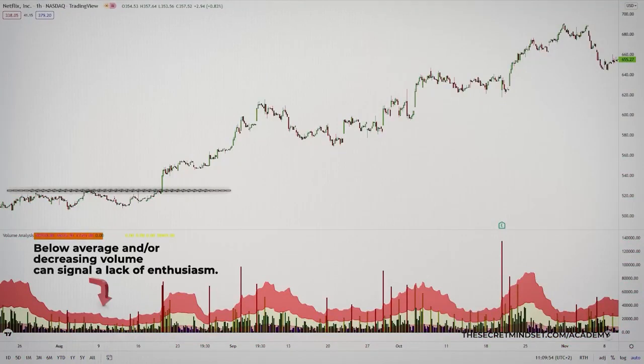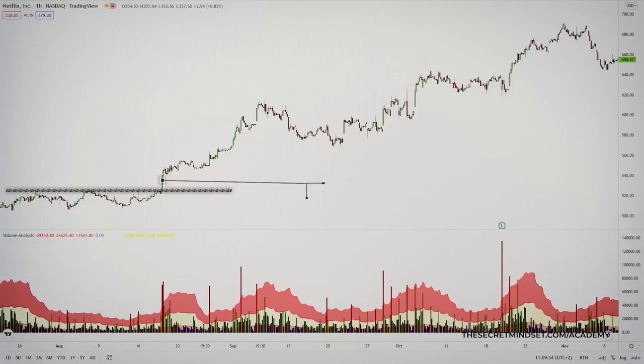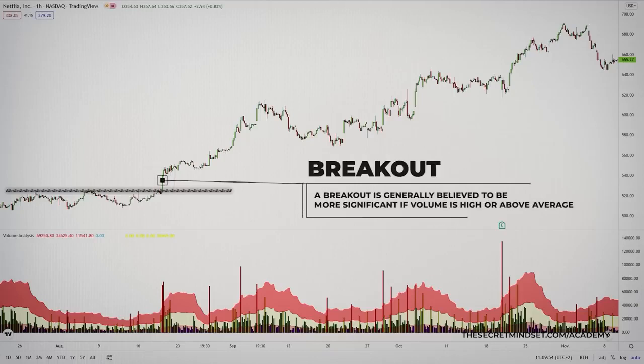During uptrends and even in sideways markets, price will occasionally run into a resistance level. When price breaks through that level, the breakout is generally believed to be more significant if volume is high or above average. A breakout followed by low volume suggests enthusiasm for the move may be lacking.